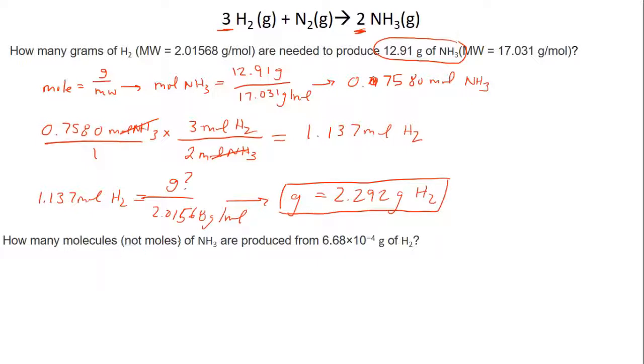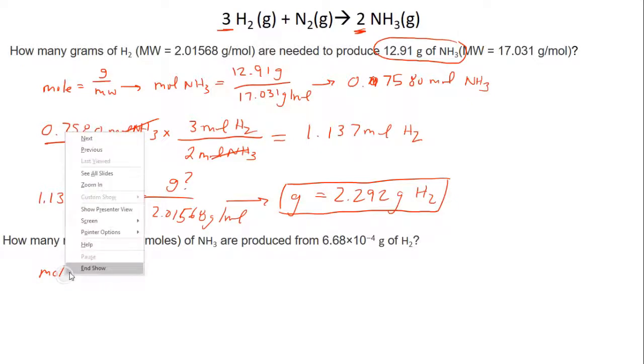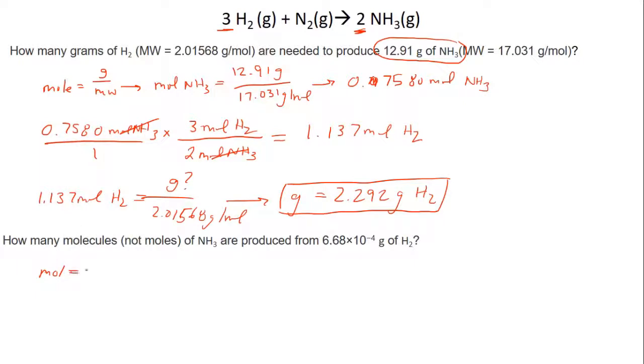All right, so that should be pretty comfortable now, but this last step is going to be the more challenging one because it's a little bit different calculation. It's asking how many molecules of NH3 are produced for every 6.68 times 10 to the minus 4 grams of hydrogen. For that, we still have to find moles, because we can't go grams to grams. So moles equals our grams, 6.68 times 10 to the minus 4 grams of hydrogen, divided by our molecular weight, 2.01568 grams per mole. To see that we have 3.3 times 10 to the minus 4 moles of hydrogen.